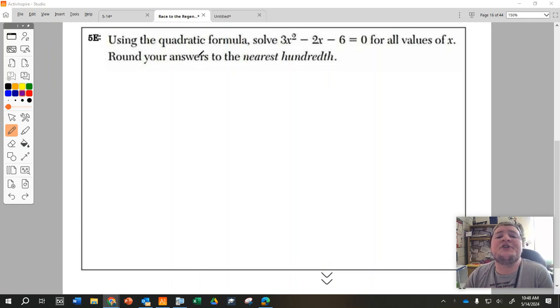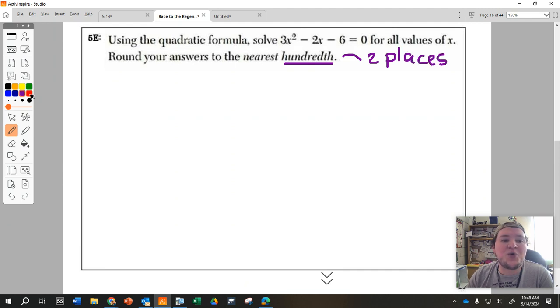5E says, using the quadratic formula, solve 3x squared minus 2x minus 6 equals 0 for all values of x. Don't worry about decimals. They kind of tell you they're coming. Round your answers to the nearest hundredth. So hundredth would be 2 places, okay? Just a reminder, for hundredth, that's 2 place values. So decimal point, blank, blank.